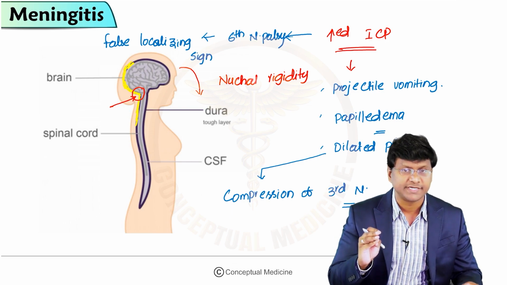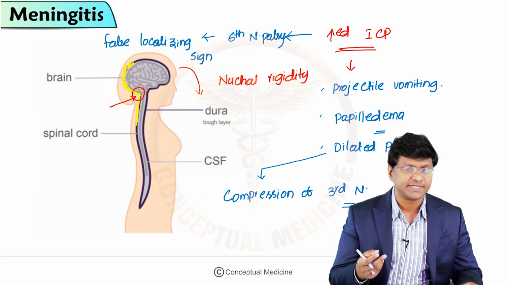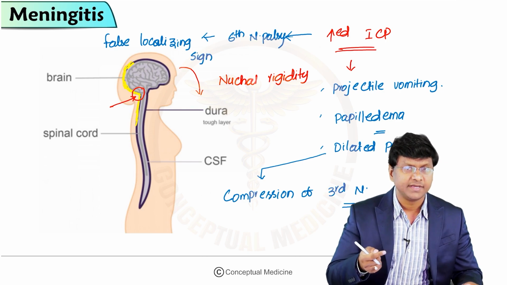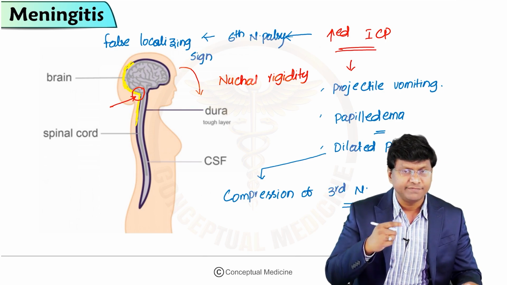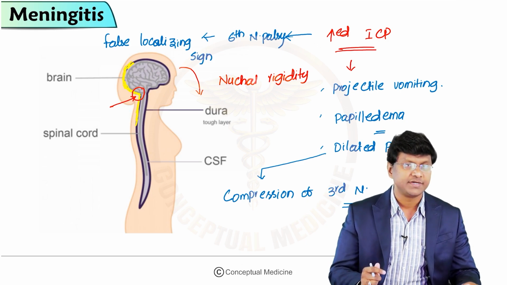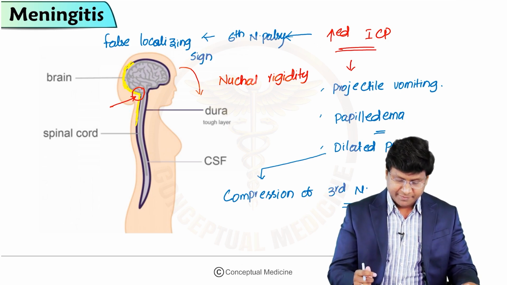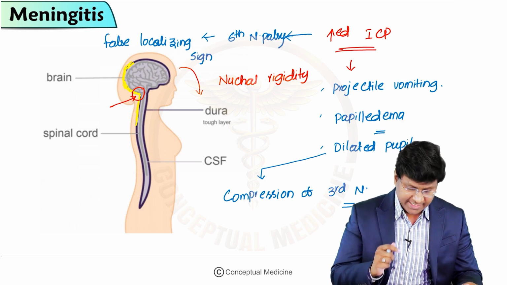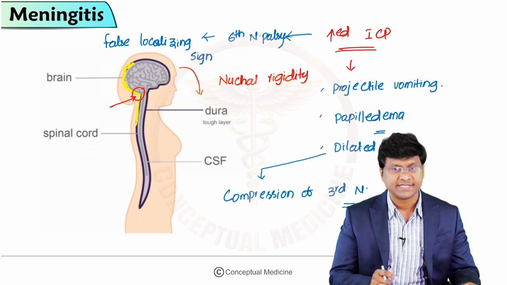Okay, so these will be the features because of the raised intracranial pressure. Right, that is projectile vomiting. What do you mean by the word projectile vomiting? Without having a prior nausea, if the individual has vomiting, that is called projectile vomiting. And the other features of raised intracranial pressure will be papilledema, dilated pupil, that is due to compression of the third nerve, and there can be even sixth nerve palsy as well.